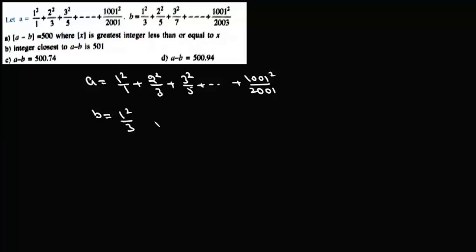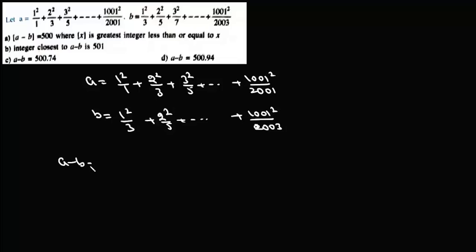Now here we are given 2 series. One of them is A, which is 1 square by 1 plus 2 square by 3 plus 3 square by 5 up to 1001 square by 2001. And then we have this B, which is 1 square by 3 plus 2 square by 5 up to 1001 square by 2003. First we need to find A minus B.